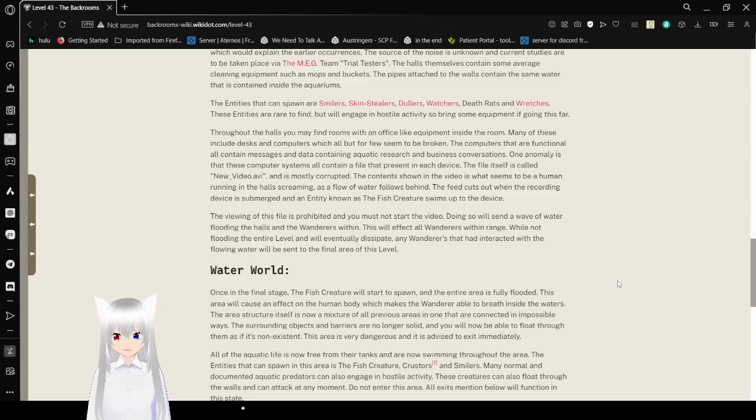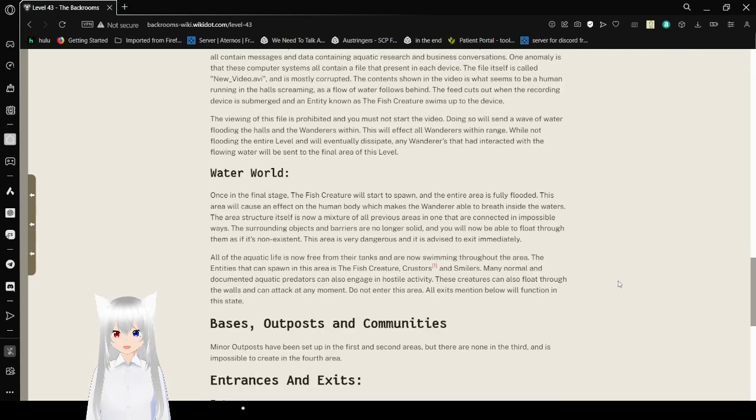Many of these include desks and computers, which, all but a few, seem to be broken. The computers that are functional all contain messages and data, containing aquatic research and business conversations. One anomaly is that these computer systems all contain a file that is present in each device. The file itself is called newvideo.avi and is mostly corrupted.